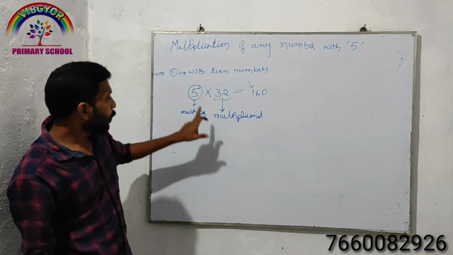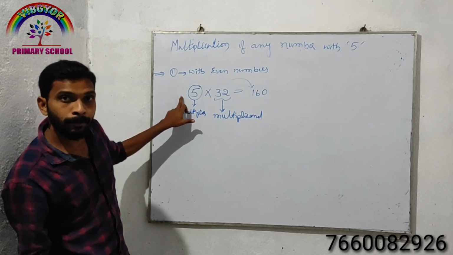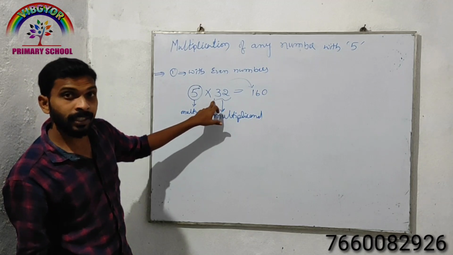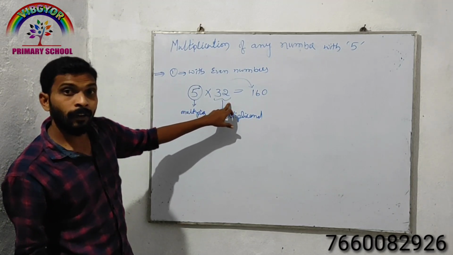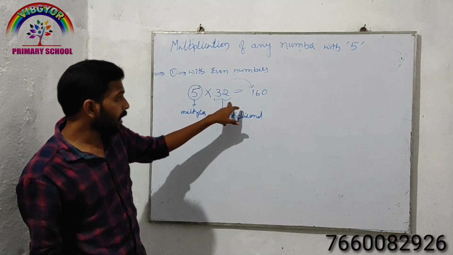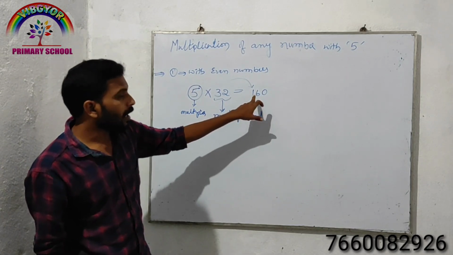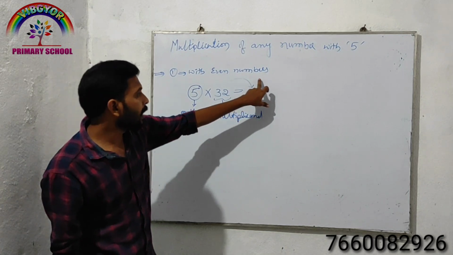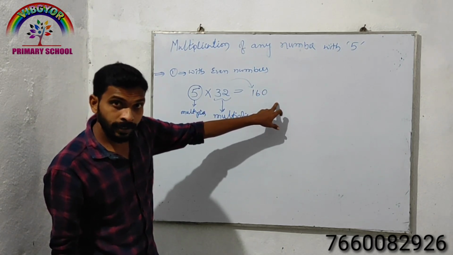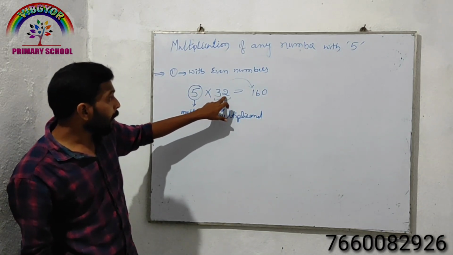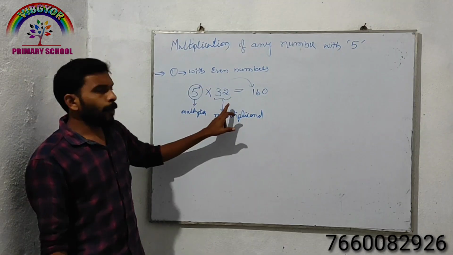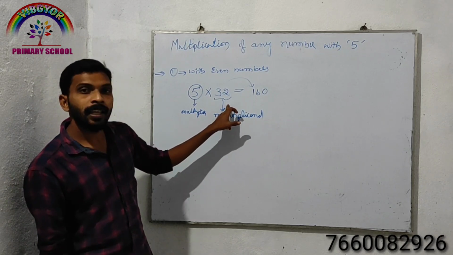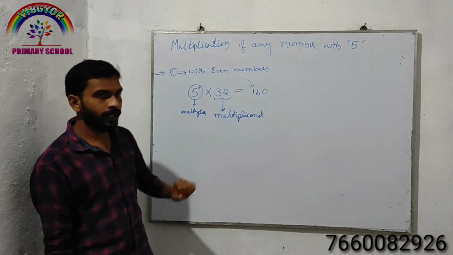But my point is, we should forget this multiplier, that is 5. And the next thing is that from whatever even number is there, we should take half of that even number, that is 16, and after taking that half, keep 0, and then we will get the result. That is the result whenever this even number is multiplied with 5. Up to here it is okay. What is that? Taking half of the given even number and keeping 0.